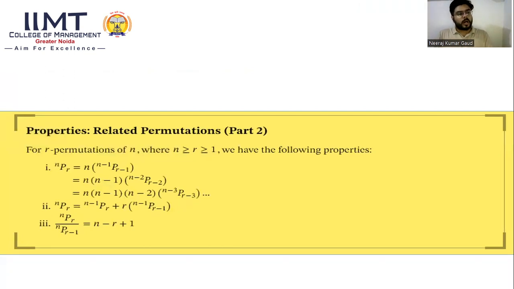So for r permutation of n, where n is greater than or equal to r, which is greater than or equal to 1, we have the following properties. First, nPr equals n times (n-1)P(r-1), equals n(n-1) times (n-2)P(r-2), equals n(n-1)(n-2) times (n-3)P(r-3), and so on. The second property is nPr equals (n-1)Pr plus r times (n-1)P(r-1). And the third property is nPr upon nP(r-1), which is n minus r plus 1.